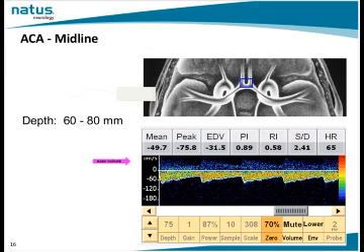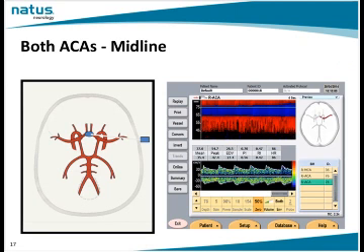The only way that I'm ever going to see crossover collateral ACA flow is to increase my depth until I get to midline, and that way I can visualize it very easily with flow going in the opposite direction of normal. Now this is a bifurcation of the ipsilateral ACA and the contralateral ACA, but now we've added M mode to that.